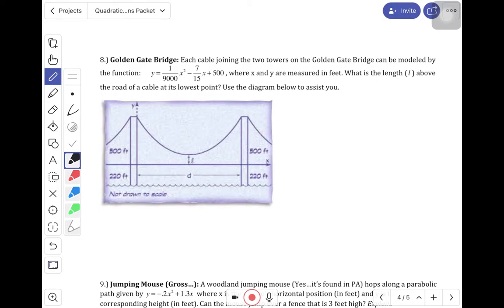But anyway, true story. Each cable joining the two towers on the Golden Gate Bridge can be modeled by this function. Our textbook editors actually did a little research and found that the function does model this cable right in here. Do you see how it's a quadratic function there? It's a parabola hiding in the bridge.